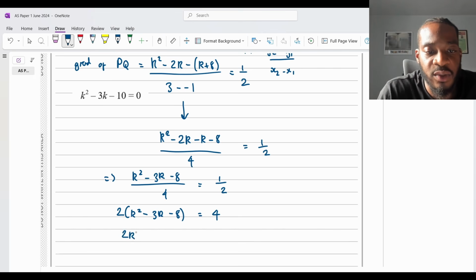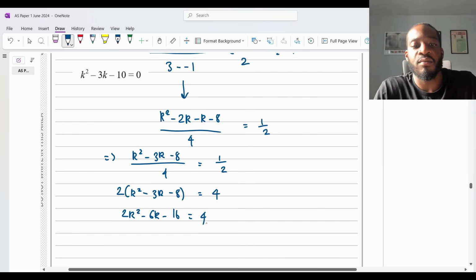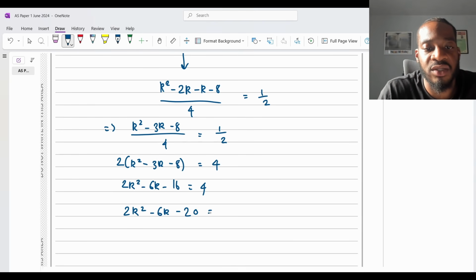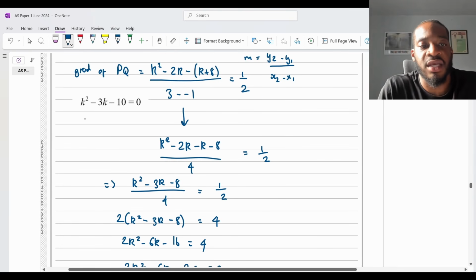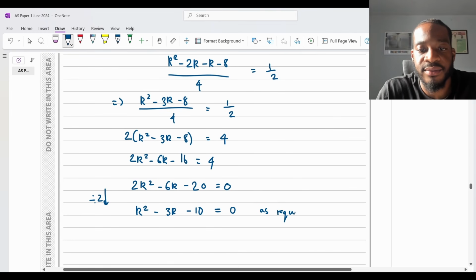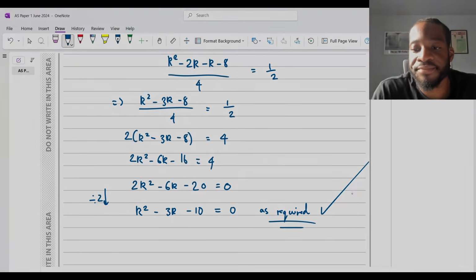And then it's going to be 2k squared minus 6k minus 16 is equal to 4. And then now I can move that 4 over to the left, can't I? So it becomes 2k squared minus 6k minus 20 is equal to 0. And now we're just going to divide by 2, so we're going to have k squared minus 3k minus 10 is equal to 0. And that's exactly what they wanted there. And that is it, as required. Perfect. And that's part A finished.